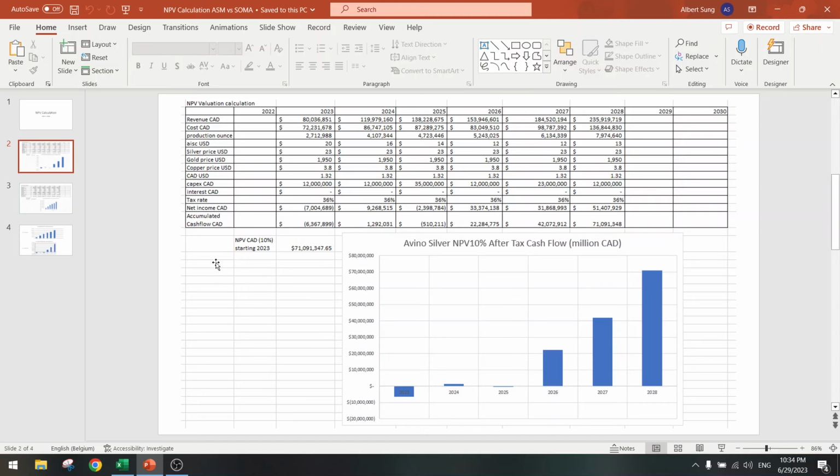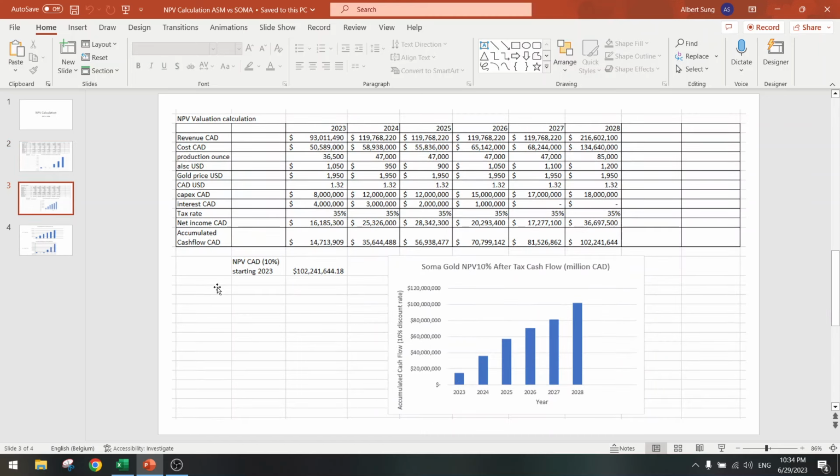Okay, so that's the situation at Avino Silver. When we look at Soma Gold, we have a different picture. So here we have positive cash flows all the years because this is a low cost mine, AISC of 1000, and the only costs are the capex and some interest payments in the first few years. And you can see that the cash flows are coming in at a normal pace.